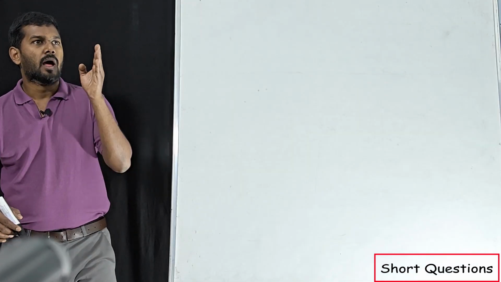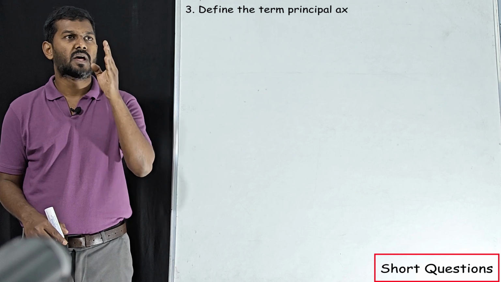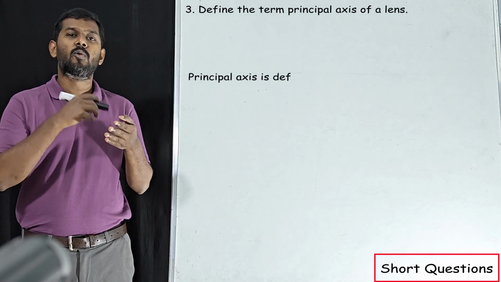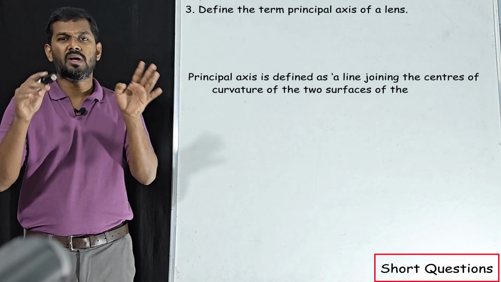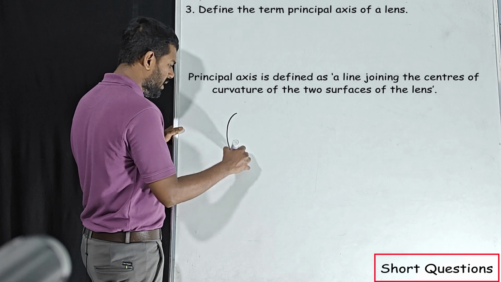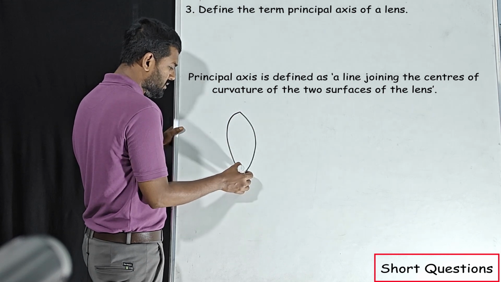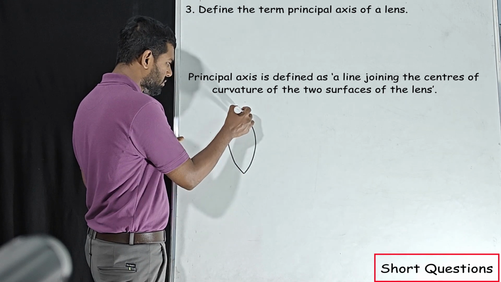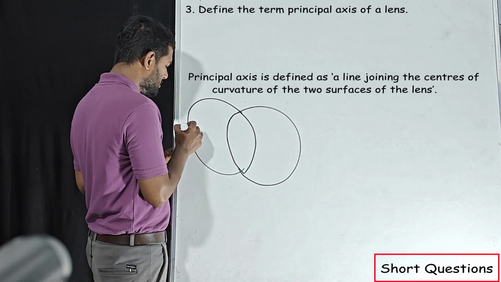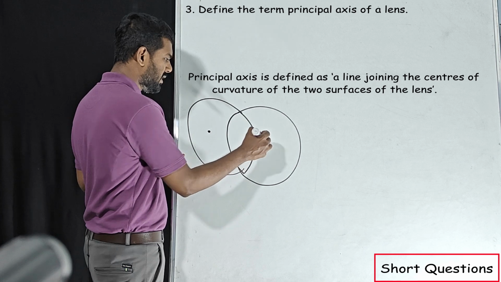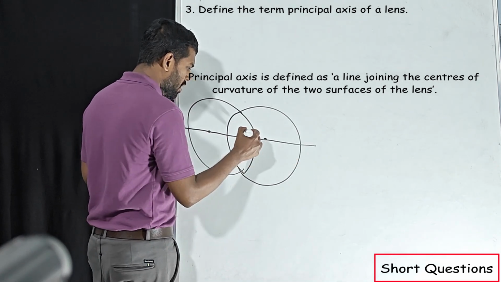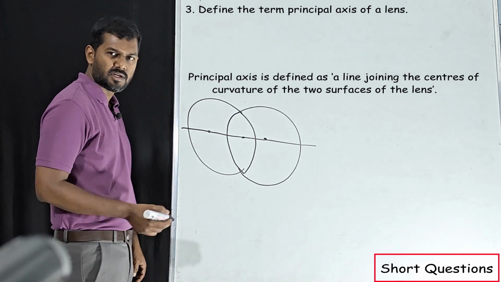Our next question, define the term principal axis of a lens. Principal axis is nothing but a line joining the centers of curvature of both the surfaces of a lens. Very simple. If you understand through the diagram, you can take any lens. Assume this is one circle and this is one sphere. So this is the center of curvature of both the surfaces of the lens. The line joining the centers of curvature of both the surfaces of a lens.